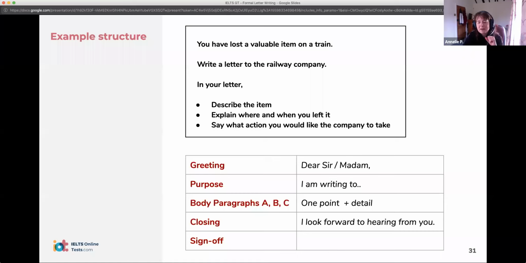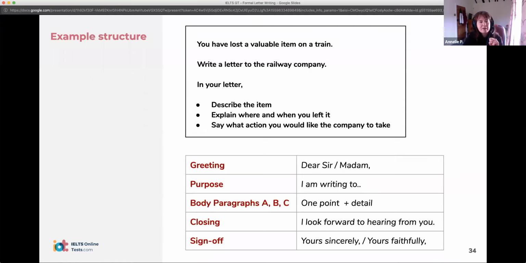Okay. Yeah, and then here we might, as a sign off, we have yours sincerely, or what's the other option? Yours sincerely or yours, that's right, yours faithfully. Okay. Remember, this is a letter, not an email. So those are really the only two acceptable ways to sign off. Okay. Anything else is really emails or other types of communication.